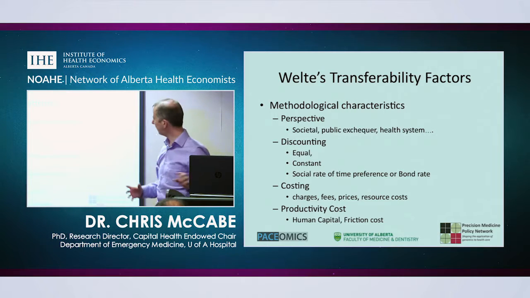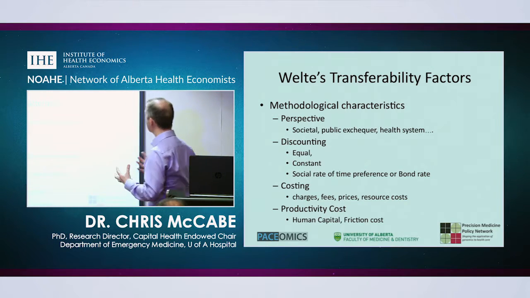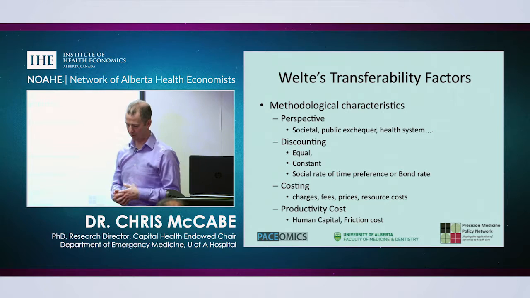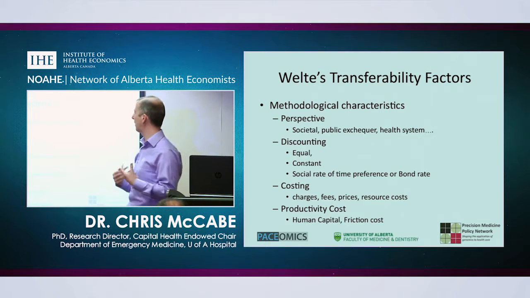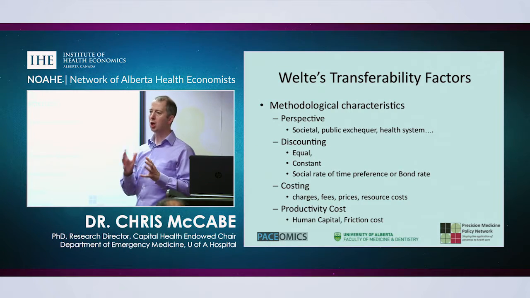So they start off saying there's 4 transferability factors. Groups them by methodological characteristics. So what's the perspective? Is it societal? Is it a public exchequer? Is it a health system? Whose costs count?